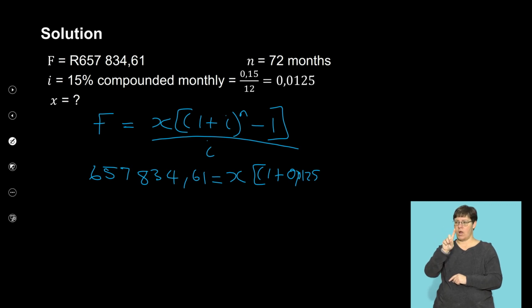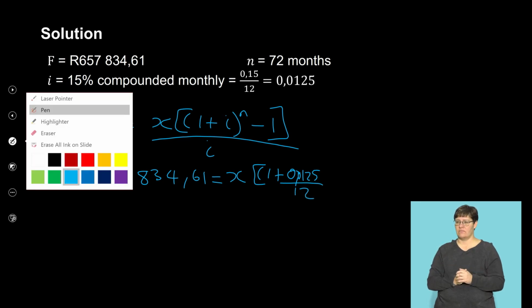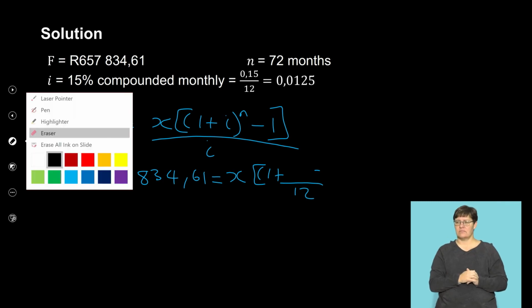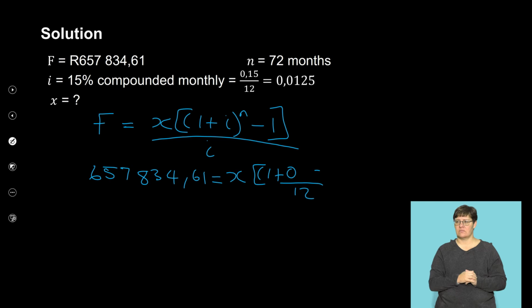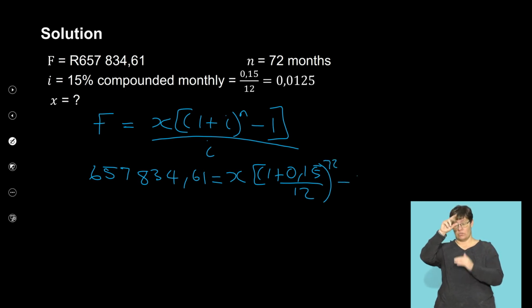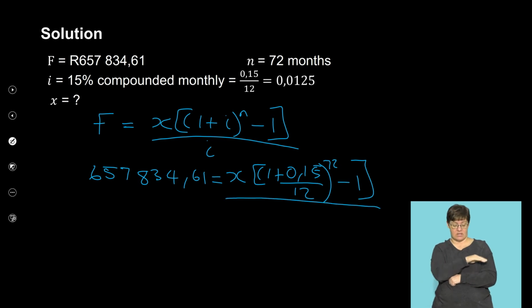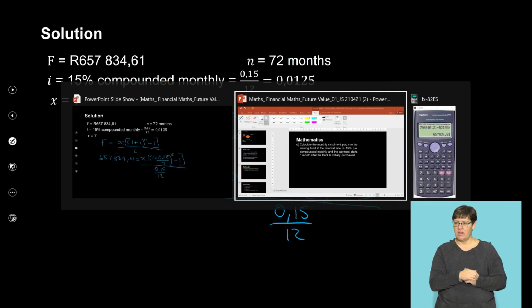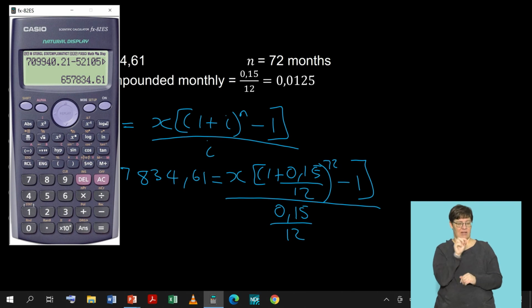0.0125, I mean, all of this divided by 12. Let me actually write it as the original one, without the answer itself, so that it does not confuse us. This is 0.15, it's 15%, divided by 12, all to the exponent of 72 months, minus 1, divided by 0.15 divided by 12, right? And then I know from this, I can go straight into the calculator.